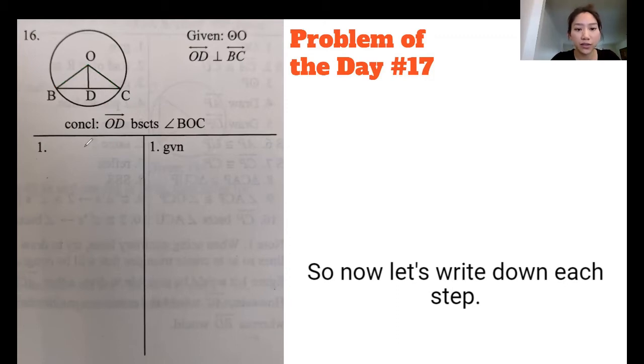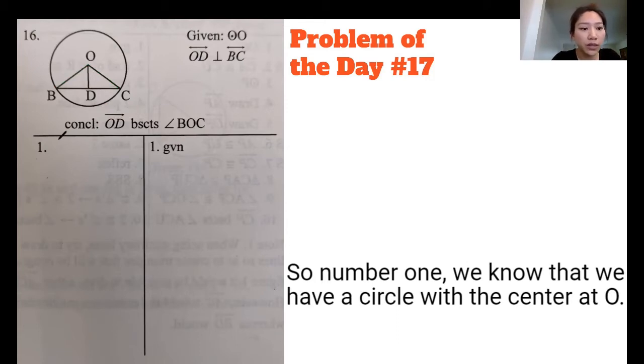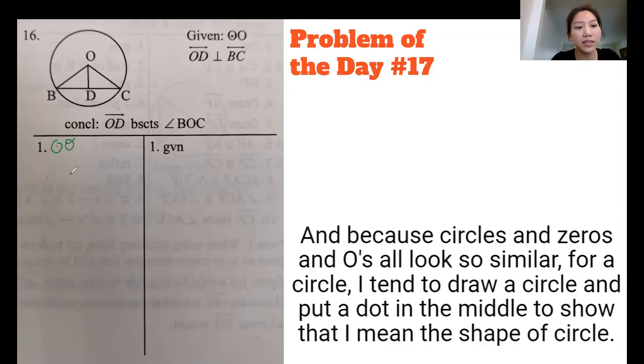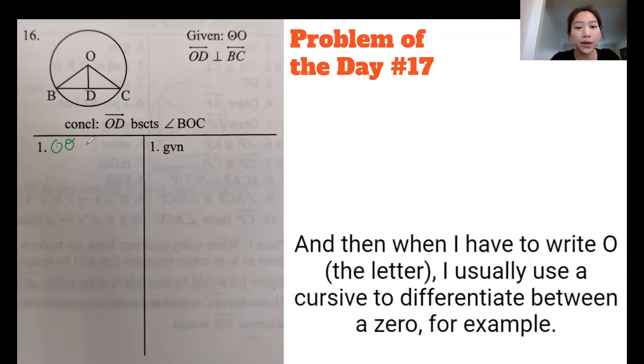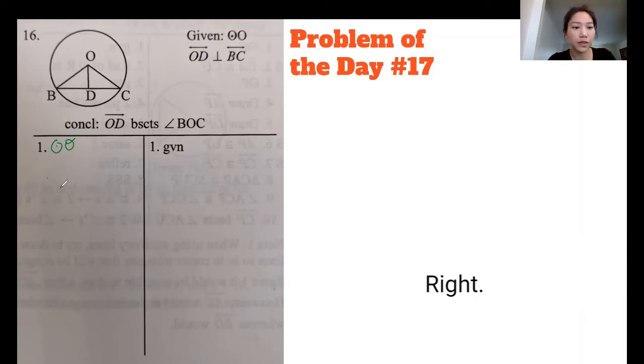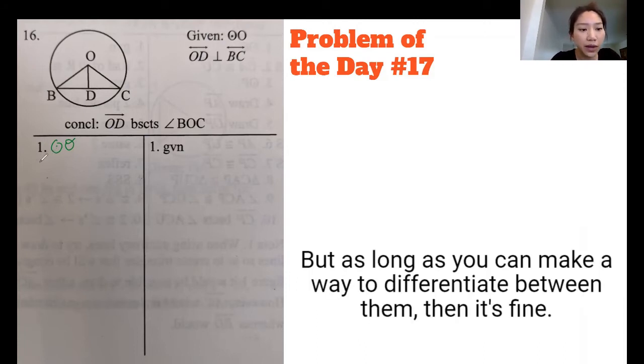So now let's write down each step. Number one, we know that we have a circle with the center at O. And because circles and zeros and O's all look so similar, for a circle, I tend to draw a circle and put a dot in the middle to show that I mean the shape of circle. And when I have to write O, I usually use a cursive to differentiate between a zero, for example, right? But as long as you can make a way to differentiate between them, then that's fine.